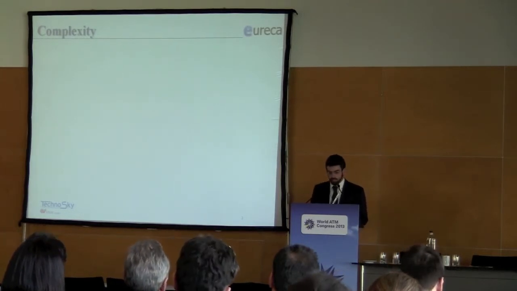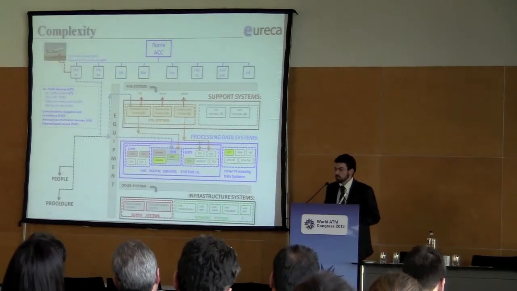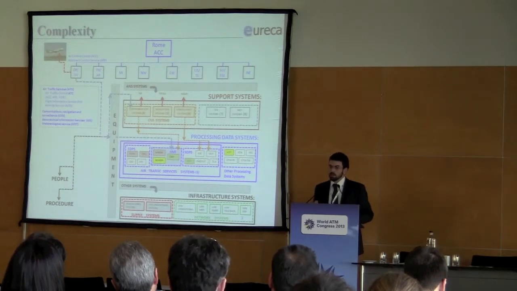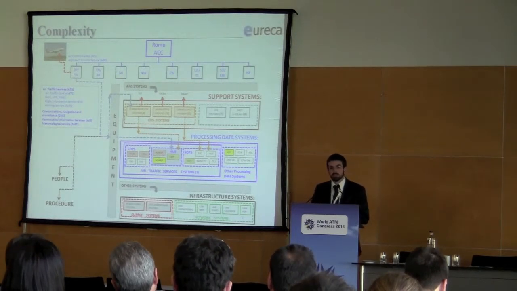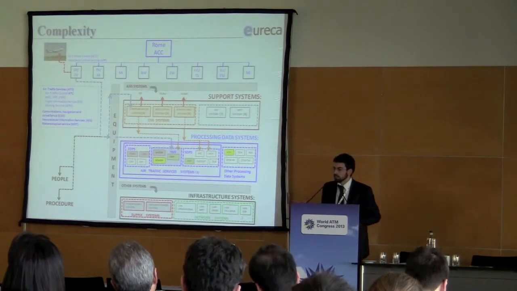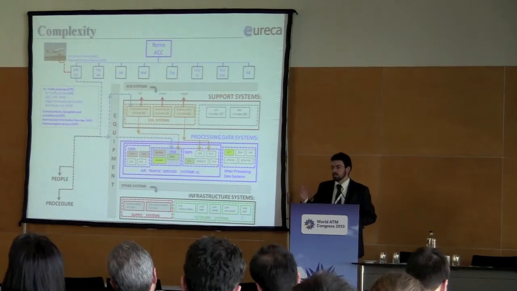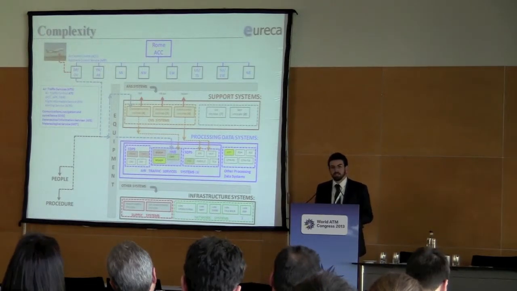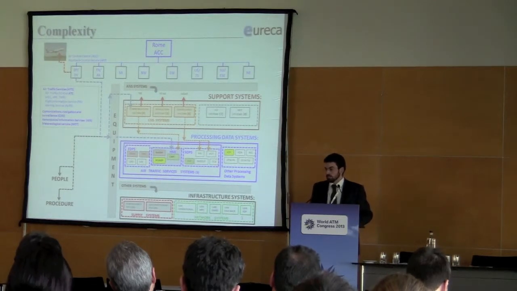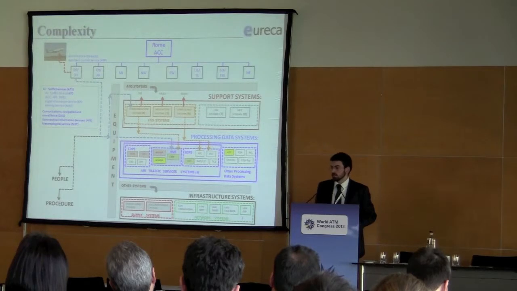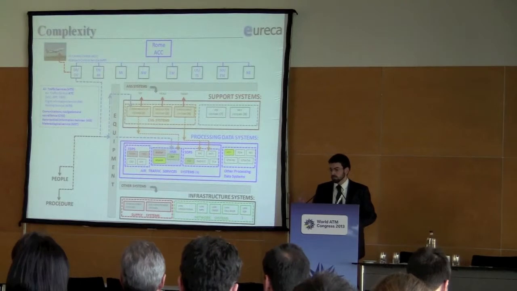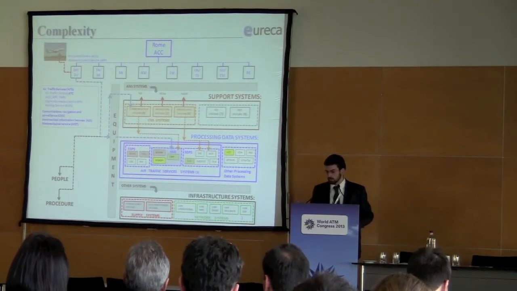But the difficulty is that, in order to provide the air navigation service, we have to manage the strong interaction between the equipment, the people, and the procedures. In this slide, we have only a high-level architecture of the main Italian air control center, placed in Rome. As you can see, from the point of view of the equipment, we have the support system, the data processing system, and the infrastructure system.